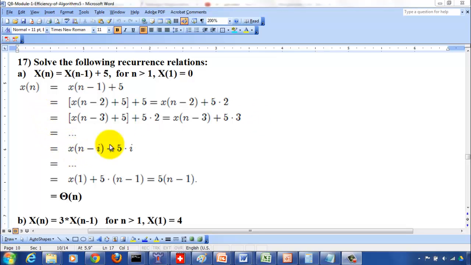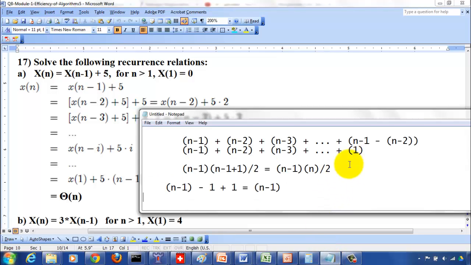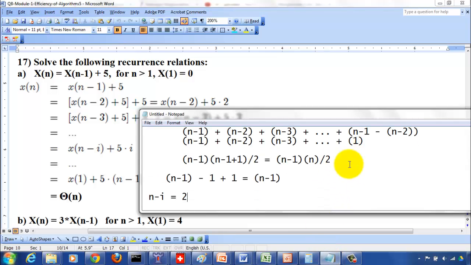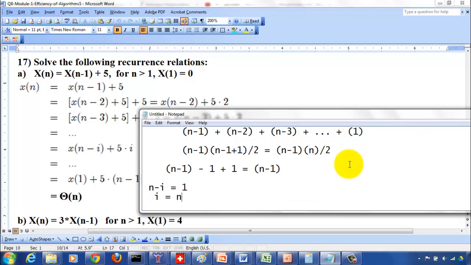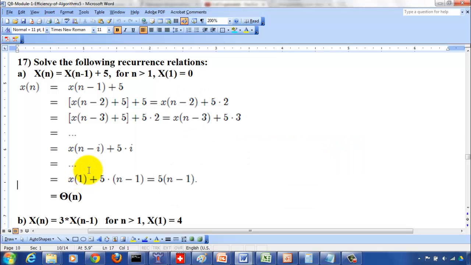So x of n is x of n minus i plus i times 5, right? So we can go until we can replace this with 1. So if x of n minus i equals 1, then n minus i equals 1, so i equals n minus 1. So I can replace i with n minus 1, so it is x of 1 plus 5 times n minus 1. And x of 1 is 0, so it's 5 times n minus 1 instead of n.